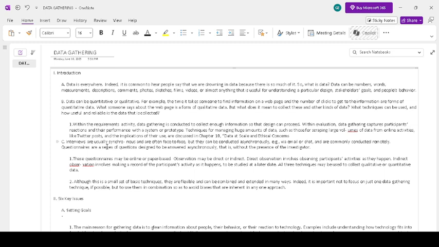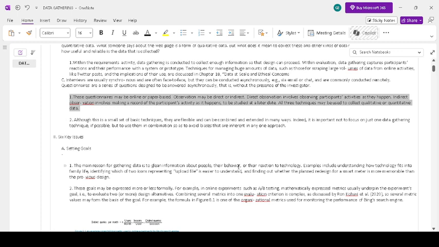Interviews are usually synchronous and are often face-to-face, but they can be conducted asynchronously, like via email or chat, and are commonly conducted remotely. Questionnaires are a series of questions designed to be answered asynchronously, that is, without the presence of the investigator. So, interviews are a way of getting data, and a questionnaire as well. The difference is that interviews often require face to face, with the participant speaking with the interviewer. For questionnaires, the interviewer doesn't need to be there. They just need to send you the questionnaire. These questionnaires may be online or paper based.